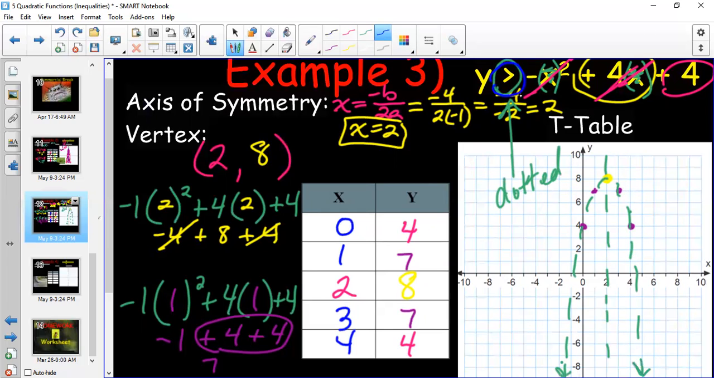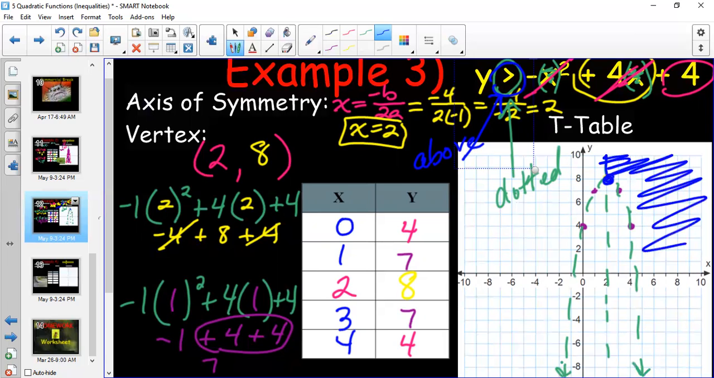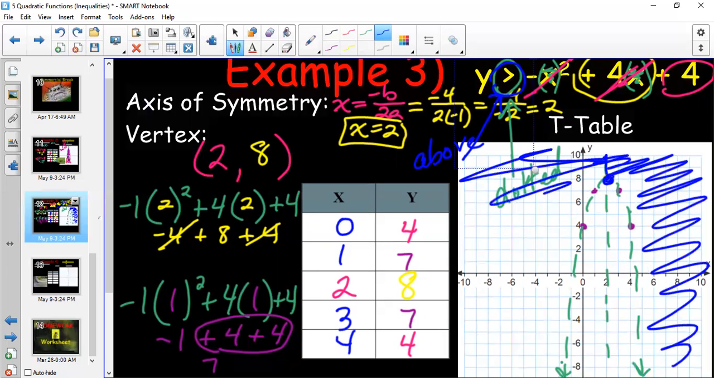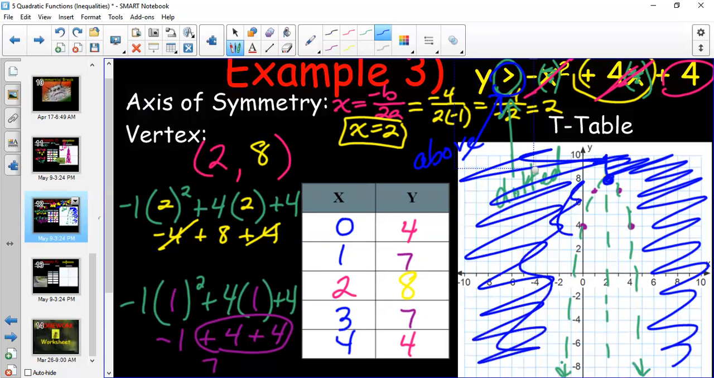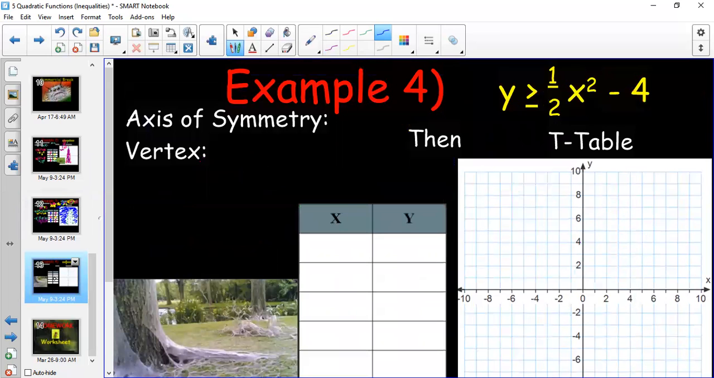All right, it's greater than. Greater than means to shade above. So find your vertex right there at the top. And since it's greater than, we shade above that. So we are shading the outside of this parabola. And all of our answers would be in that shaded region. All right, why don't you guys pause here and try this last one on your own.